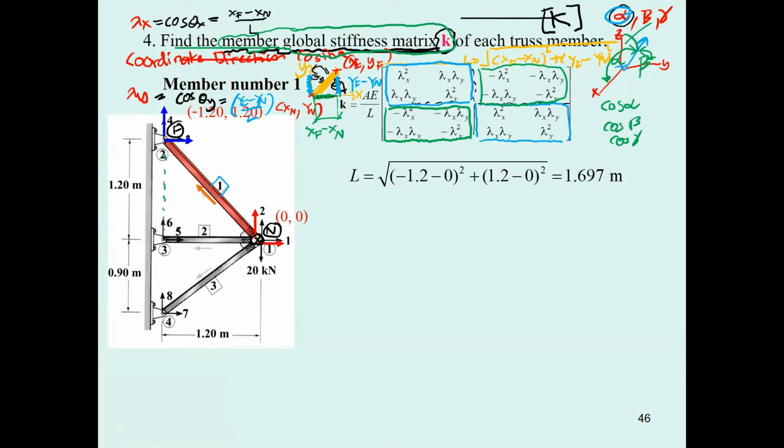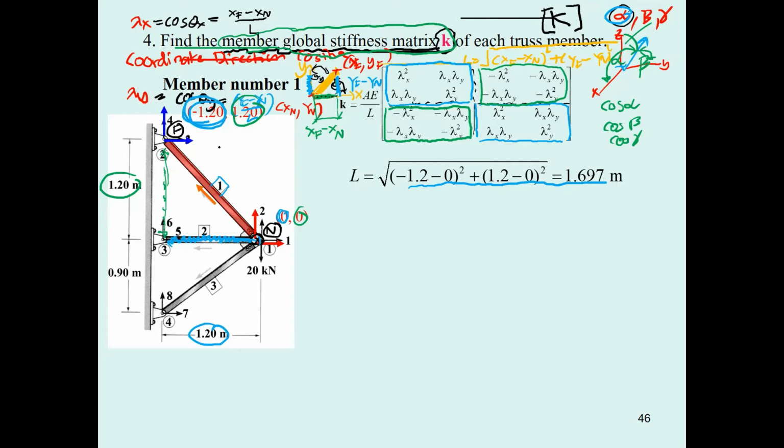If you do the computation, the height, this one minus this one, is going to be 1.2, and then the length here is going to be this one, x sub f minus this one, also 1.2, and then the length is going to be 1.697. Then lambda sub x is going to be the length 1.2 minus 1.697.